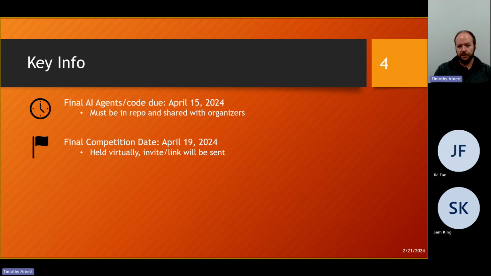It can be in whatever branch, but you have to make sure that we have access to that branch in your repo and it's shared with us. You either add us as collaborators or you send us a link such that we're able to get it.